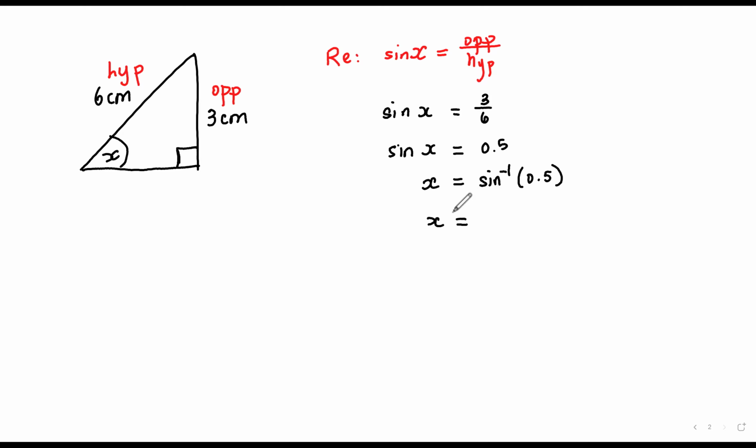Yes, miss. Yeah, what did you get? 30. Yeah. Anybody else got 30? The answer is 30 degrees. Sine inverse of 0.5 is 30 degrees.